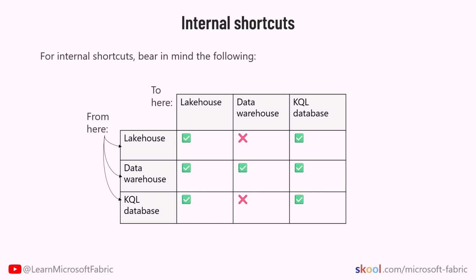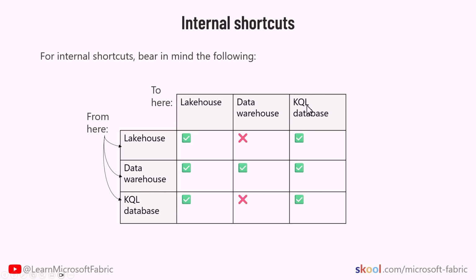Now, one thing to bear in mind quickly with internal shortcuts is that there are some limitations about what we can shortcut to where. So if we start by looking down the left-hand column here, if we look at from a lakehouse table to another lakehouse table, then yes, we can do that. So what I'm trying to say here is we can create a shortcut from a lakehouse table to a lakehouse table. Similarly, we can create a shortcut from a data warehouse table to a lakehouse table, and a KQL database to a lakehouse table. And it's the same where the target location is KQL database.